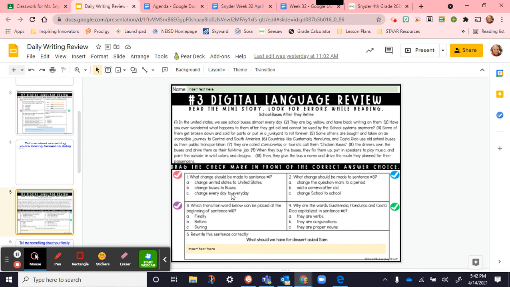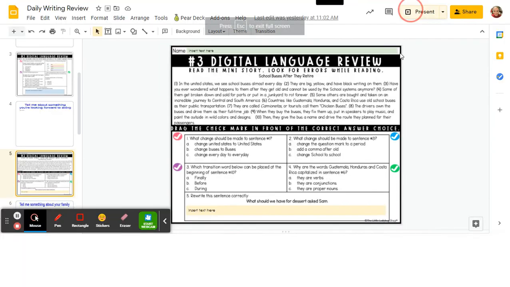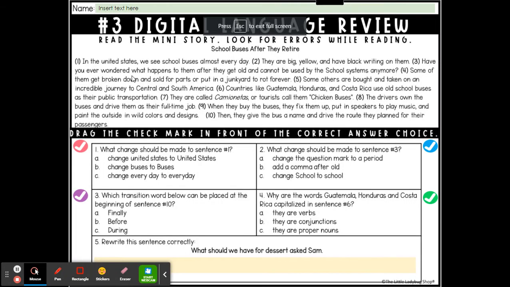So page 5, we read this story about school buses. It says, in the United States, we see school buses almost every day. They are big, yellow, and have black writing on them. Have you ever wondered what happens to them after they get old and cannot be used by the school systems anymore? Some of them get broken down and sold for parts, or put in a junkyard to rot forever. Some others are bought and taken on an incredible journey to Central and South America. Countries like Guatemala, Honduras, and Costa Rica use old school buses as their public transportation.